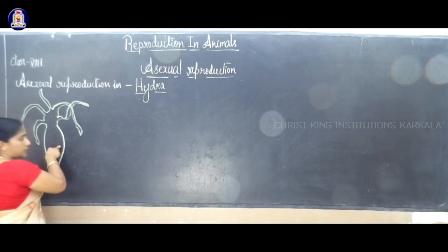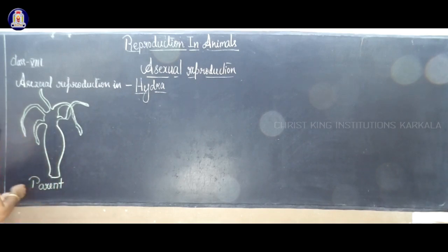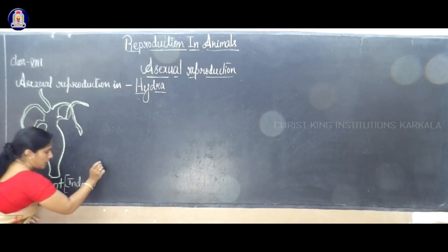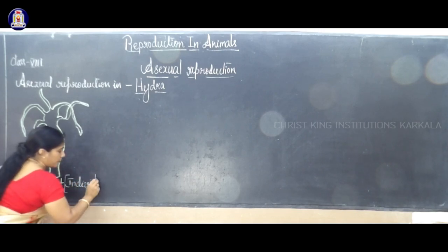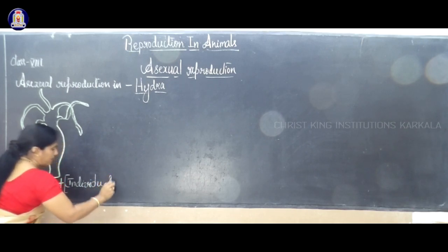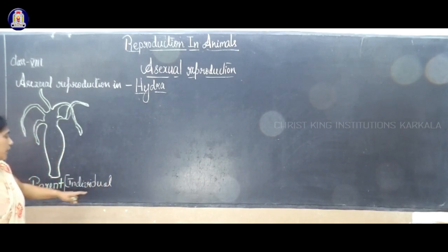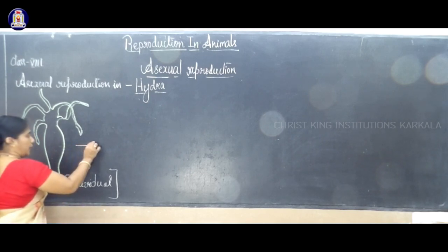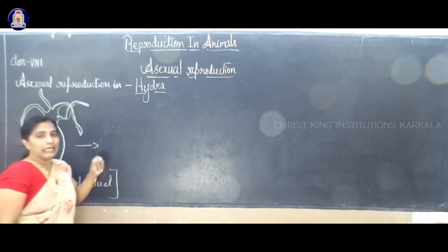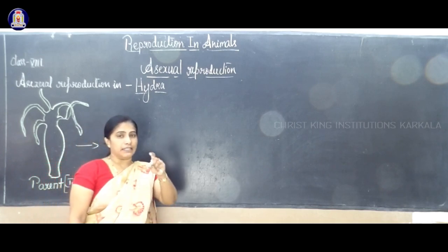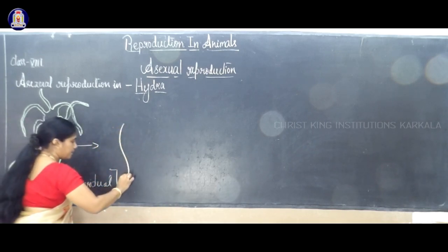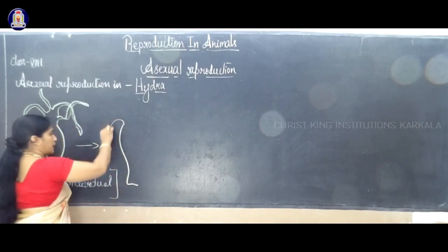So this is the first stage, an individual. We can write it as an individual mother cell. Now, after a few days, a bud-like structure, a bulge portion, appears. Observe carefully. I'll draw it again with the tentacles.